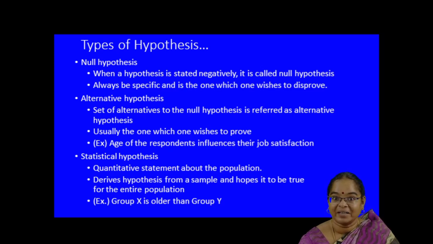From the sample, data are collected, and from the data, a hypothesis is formulated. Example: group X is older than group Y. So group Y is one group, group X is another group. We have to compare these two groups of people on their age only. Age is a numerical, that is quantitative, factor. So a statistical hypothesis is formulated.